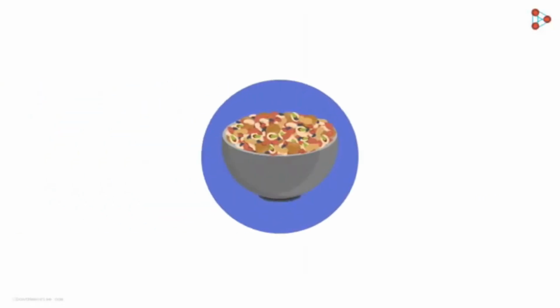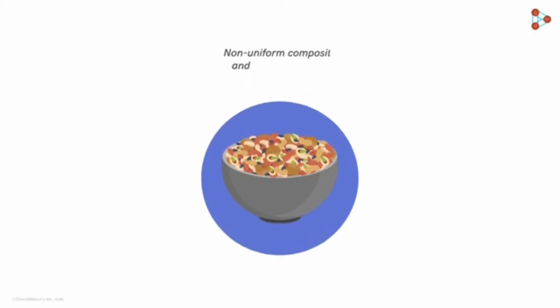For example, in a bowl full of mixed nuts, it's possible to identify the different nuts in the bowl and its composition is not uniform, with varying properties. So, this is a heterogeneous mixture.